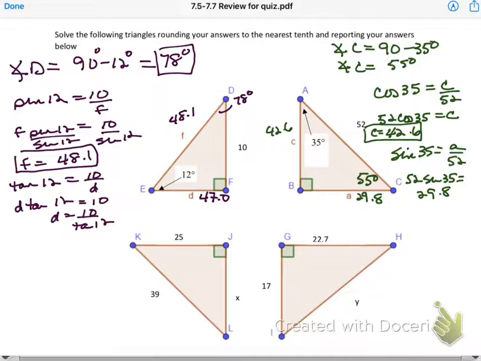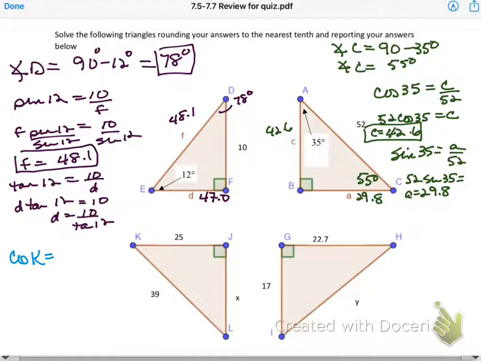Now I should stop for a second and remind you that there is more than one way to get an answer. So if you're getting an answer and you're not doing it my way, but you're getting the correct answer, that is totally fine. There's not just one way to get these answers. So give yourself freedom to be able to do it another way as long as you're getting the right answer.